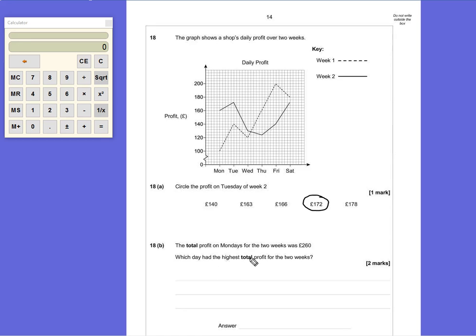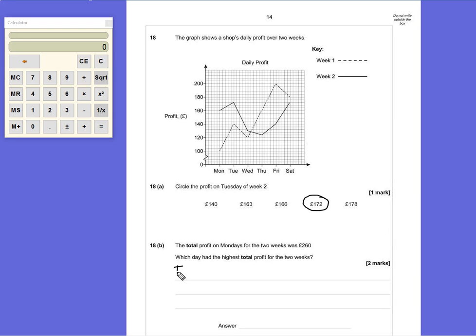Which day had the highest total profit for the 2 weeks? For this, we're going to have to look at the 5 remaining days on the graph and see which one adds up to give us the highest. We can guesstimate that it's either going to be Friday or Saturday, because these are the points where both graphs are quite high up, but it's well worth double checking just to be sure.